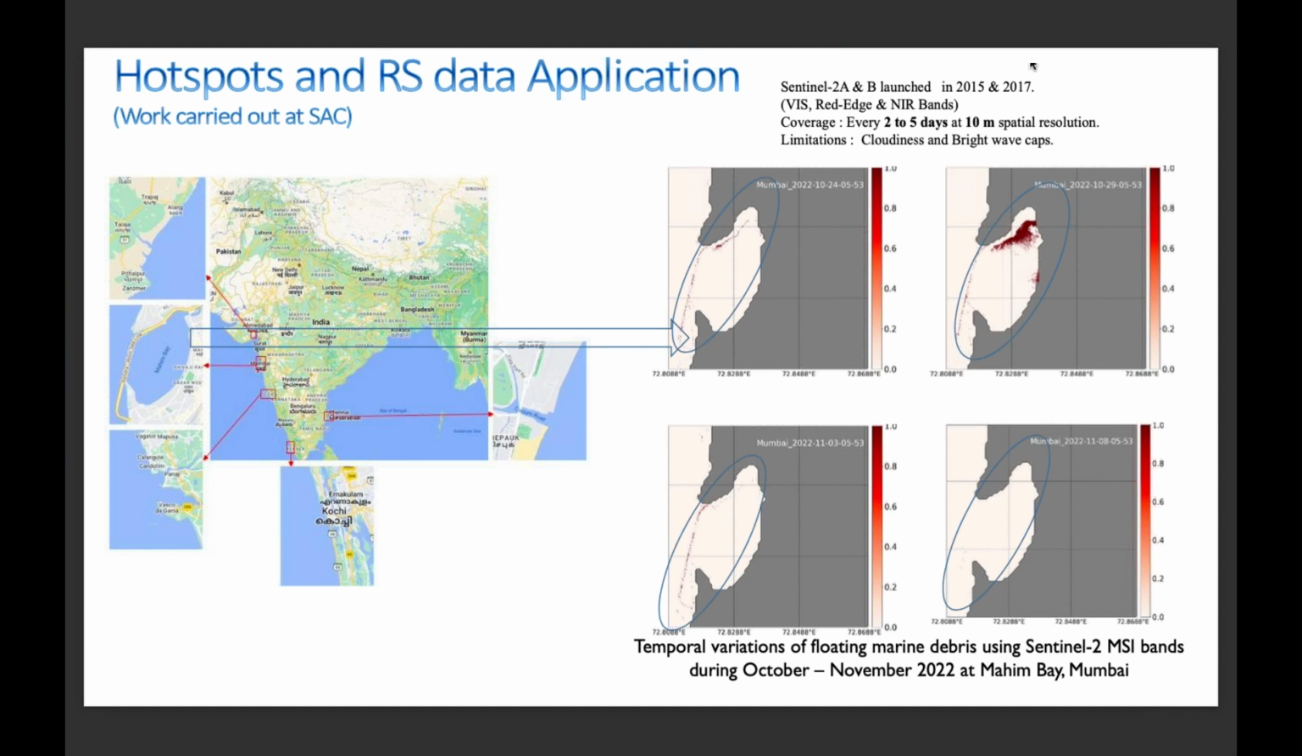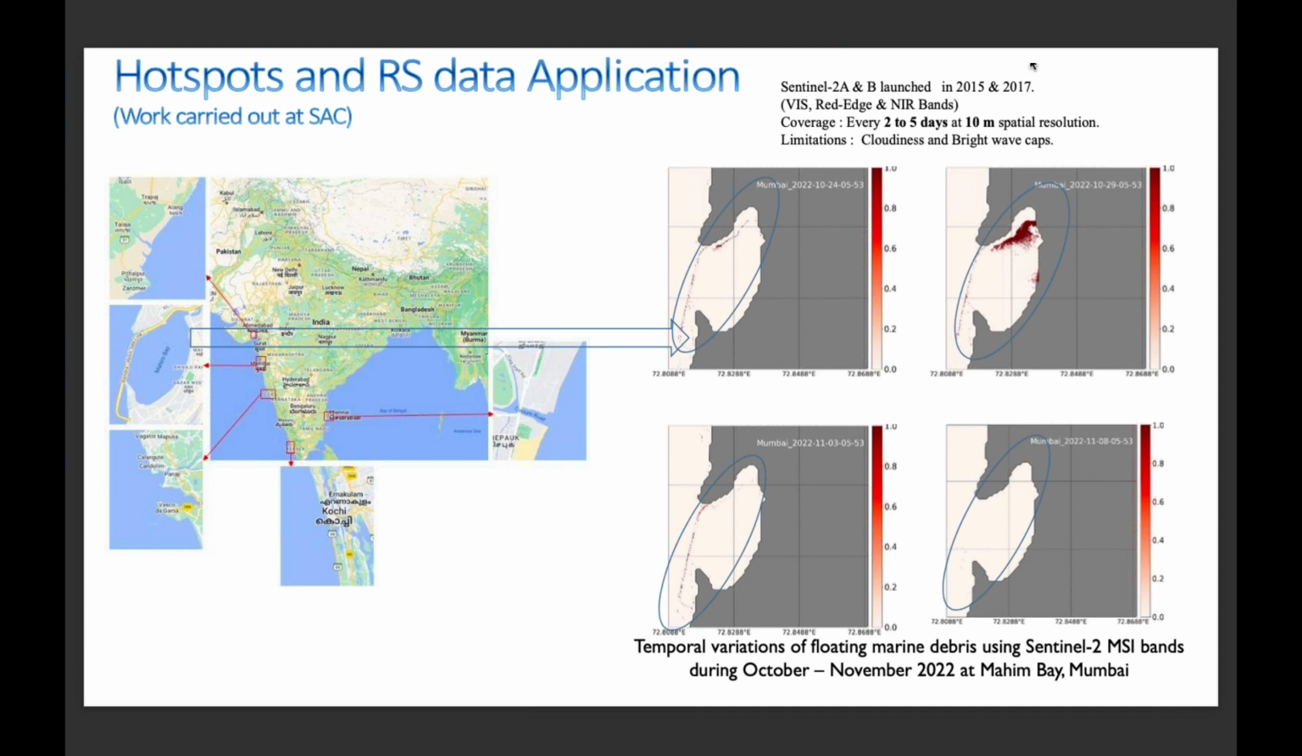What you see on the right side is one such example, where you can see how the floating marine debris in Sentinel-2 has changed with time during the period October to November. This is near the Bombay coast, and it clearly shows how the temporal variations are happening. These variations are largely because of wind, wave and current impacts. Once the plastic is dumped in the coastal regions, it is taken away towards the offshore side because of the wind and wave conditions and also the currents.